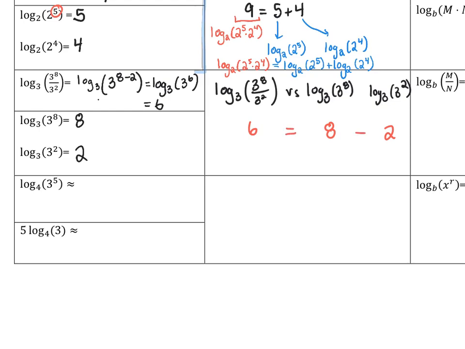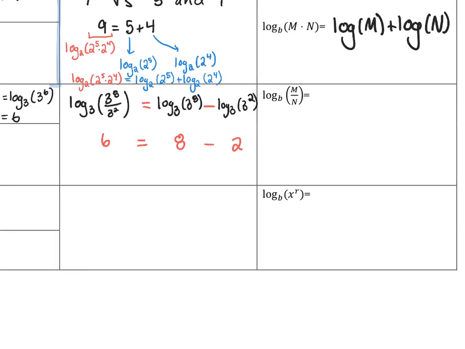So we can actually change this and say that the log base 3 of 3 to the 8th over 3 squared equals the log base 3 of 3 to the 8th subtract the log base 3 of 3 squared. So that's my conjecture over here.